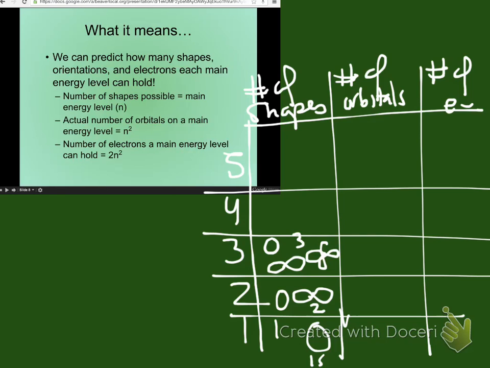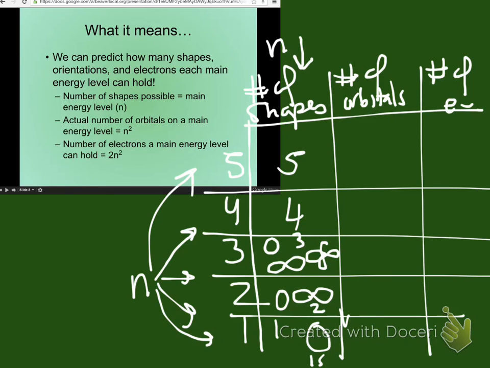If you were a betting person, how many shapes would you bet are there on the fourth main energy level? 4, and you'd be right. And how many do you think there would be on the fifth main energy level? 5. And what do you think there would be on the sixth? 6. The number of shapes possible is equal to n. Okay? Because remember, n is the main energy level. So the number of shapes possible is always equal to the same number as the energy level.